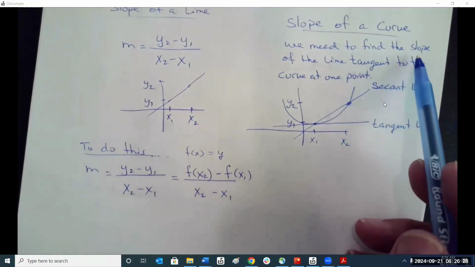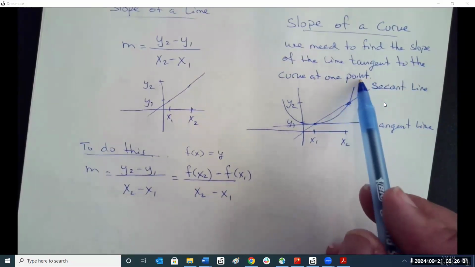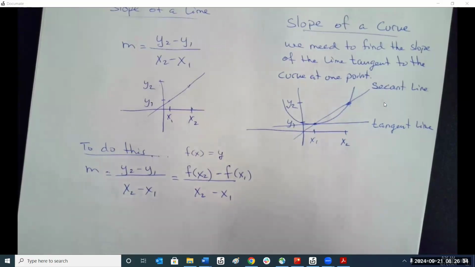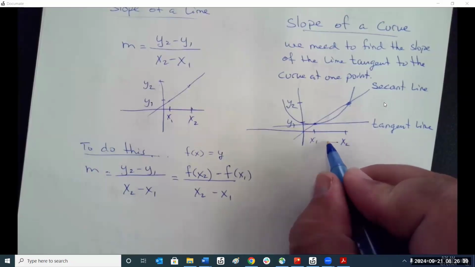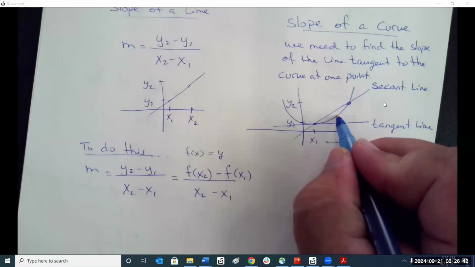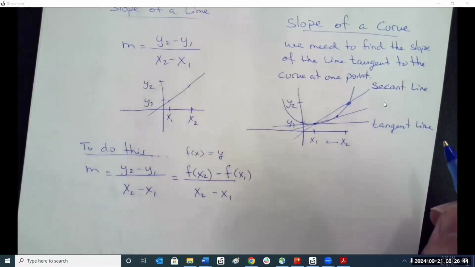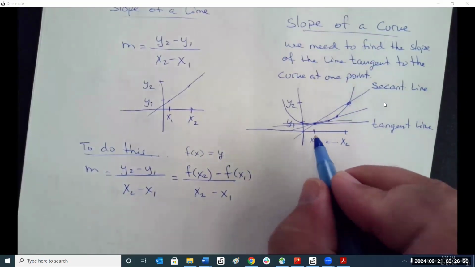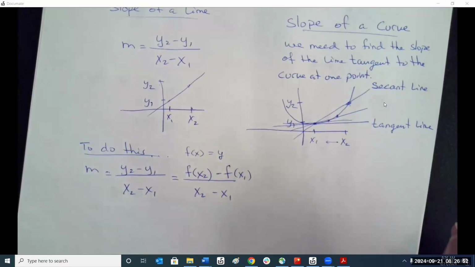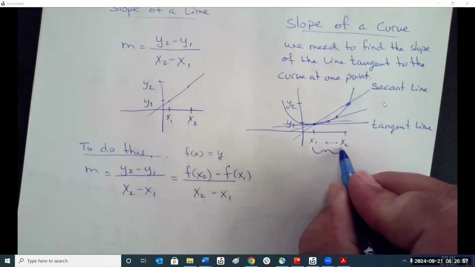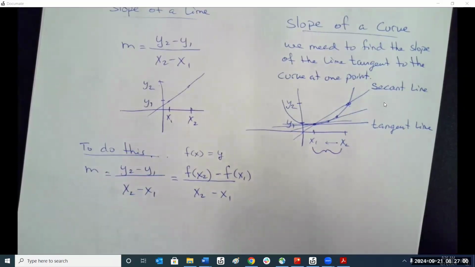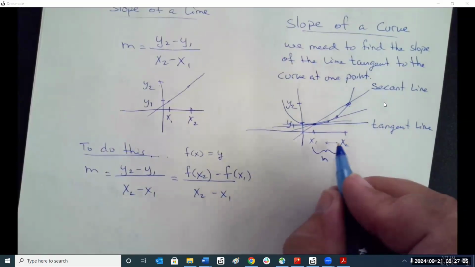Remember, we have to find the line tangent to the curve at one point. We can't have 2 points. So what we're going to try to do is move this point closer over there. We find a point there, find that slope. Find another point, find that slope. Eventually, these 2 points become the same thing. Now, how do we do that? Well, what do we call the distance between x1 and x2? We'll call it h.